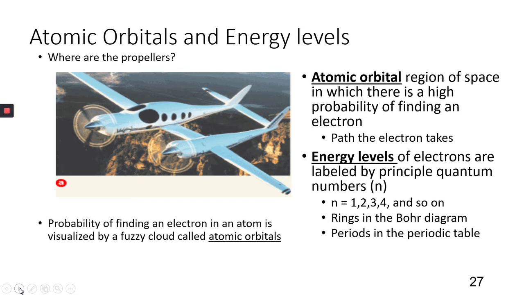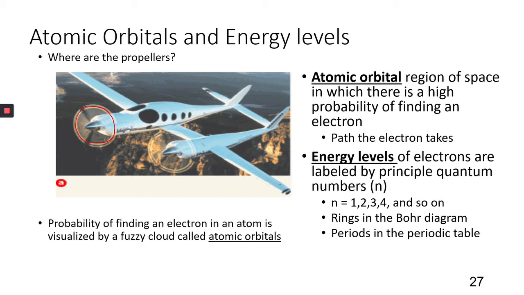So the first thing we need to start with is, what is an atomic orbital? You see here in this picture, the propellers of the plane are whirling around, and you can't really tell where the propellers are, but you know the area they reside in. You know they are somewhere in this area. And it's the same thing with our electron. We can't tell exactly where our electron is located at any given point, but we know where it likes to spend most of its time.